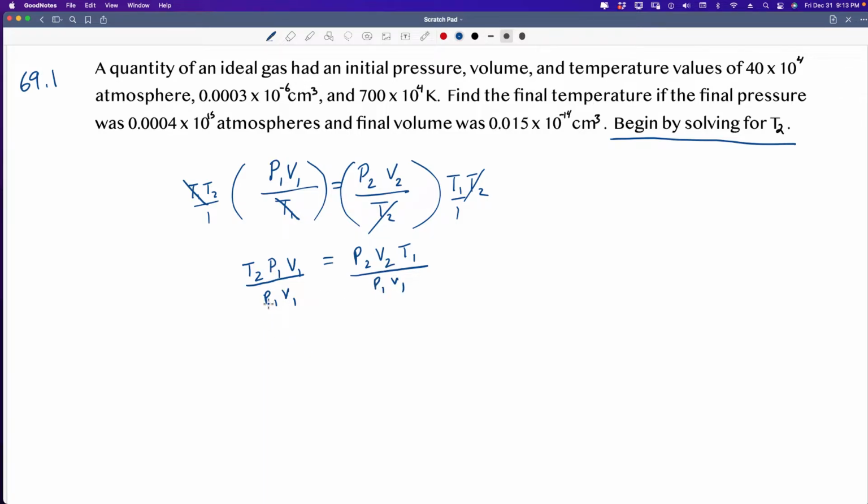Because this divided by this and multiplying cancels each other out. Multiplication and division by the same number cancels it out. We factor it out of our denominator and our numerator. So now T2 is equal to P2, the final pressure, times V2, the final volume, times T1, the original temperature, divided by P1, the original pressure, times V1, the original volume. That is our final formula. That's what we need to look for.